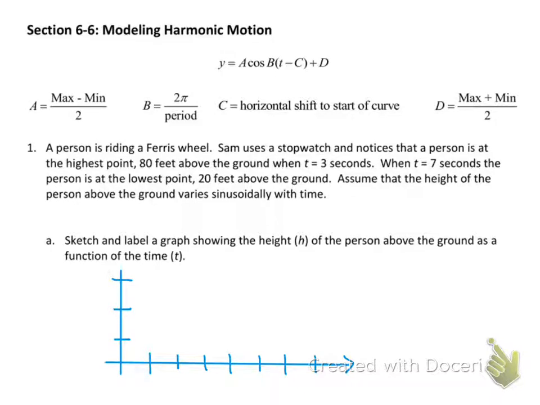Okay, so we have a person riding a Ferris wheel. Sam uses a stopwatch and notices that a person is at the highest point at 80 feet above the ground after 3 seconds, and after 7 seconds, the person is at the lowest point, which is 20 feet above the ground. All right, so my y-axis is my height, so we need to go to 80 and start at 20.